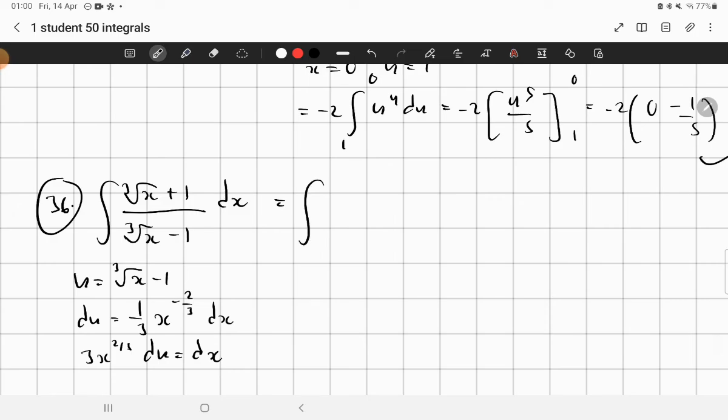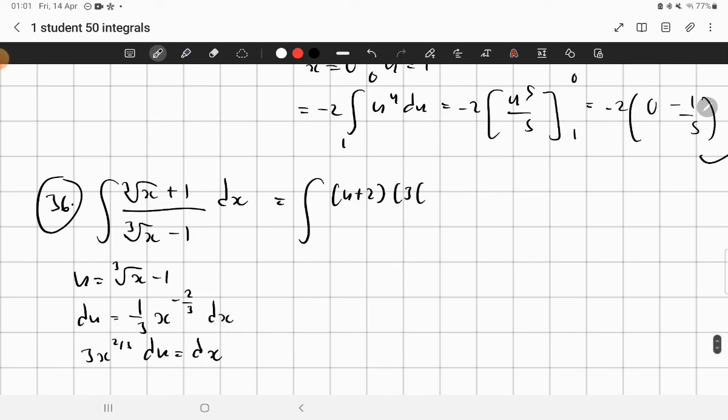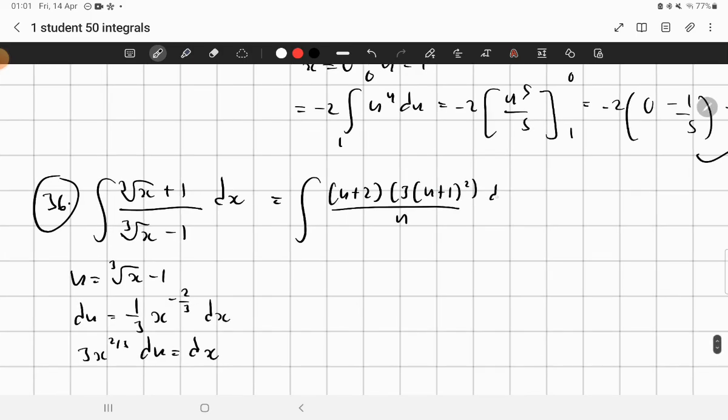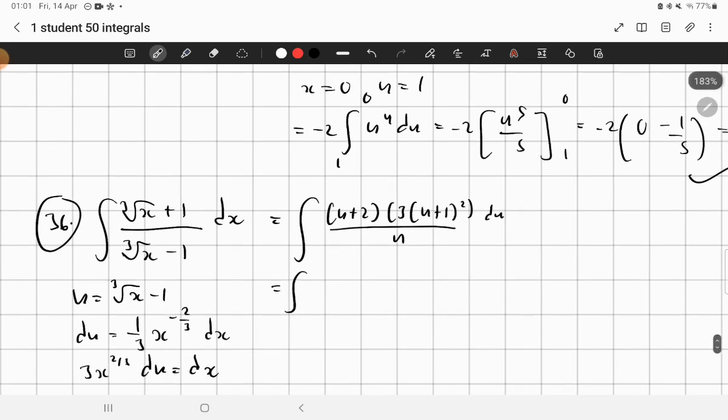So basically this will be u plus 2, and then it will be times 3. So it will be u plus 1 square over u. Okay, now that's the correct one. So now, obviously I'm gonna expand everything. We'll bring the 3 outside, so 3. Then u plus 2, u square plus 2u plus 1 over u du.